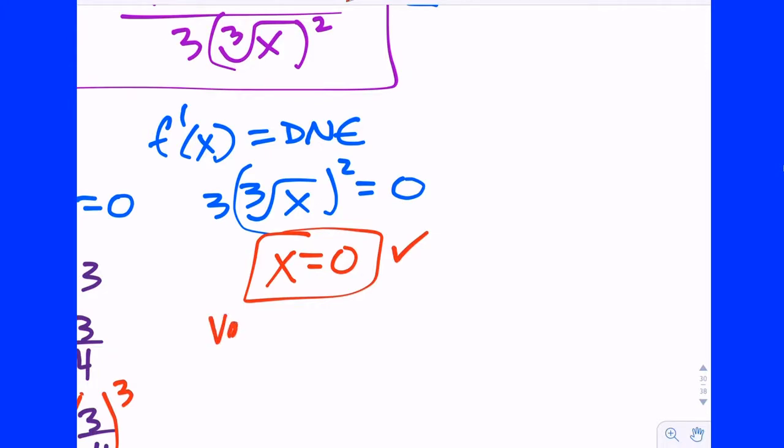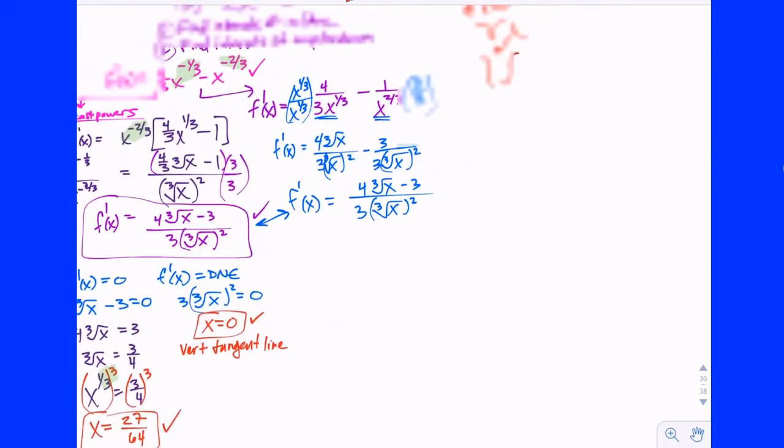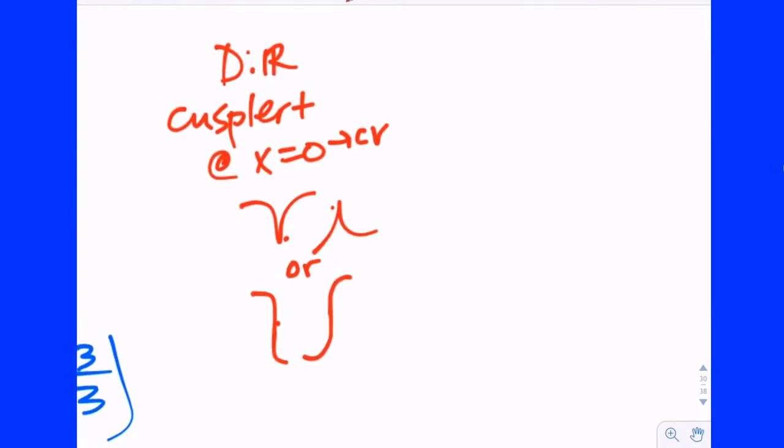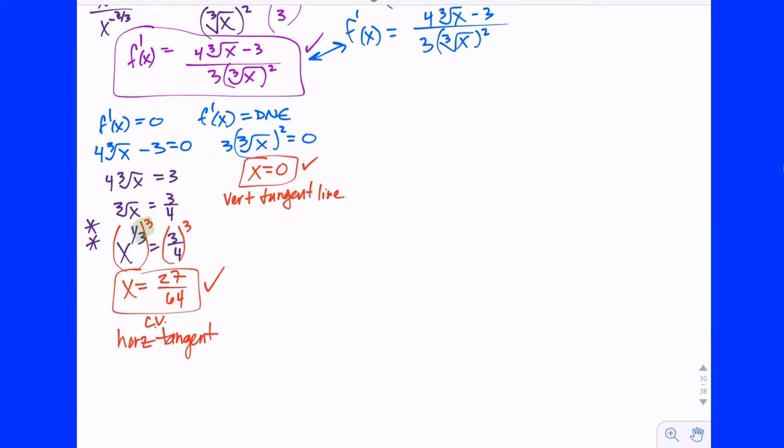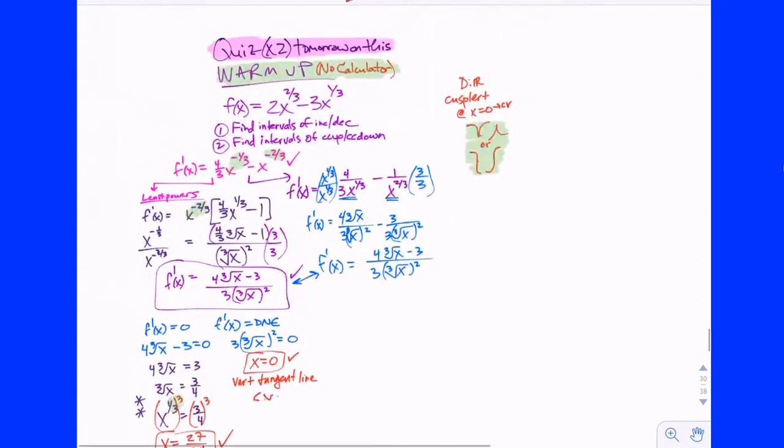This is going to be your vertical tangent location. It's going to be one of these 4 things right there. We don't know which one of the 4 yet, but we can do some analysis to determine which of the 4 it is. Okay? So there's your 2 critical values. One where the derivative is undefined, one where the derivative is 0. Both of them are in the domain of the function.